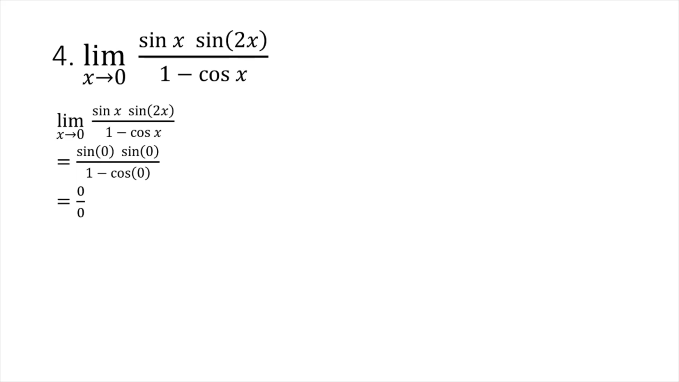So we have an indeterminate form, 0 over 0. Okay, so let's try to simplify using trig identities. We have sine of 2x here. We can use the double angle identity for sine. Sine of 2x is equivalent to 2 sine x cosine x, from the double angle identity.